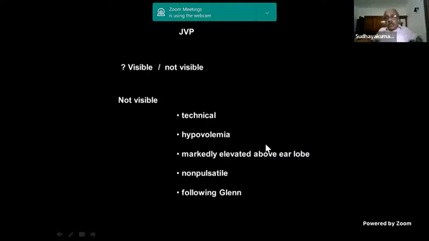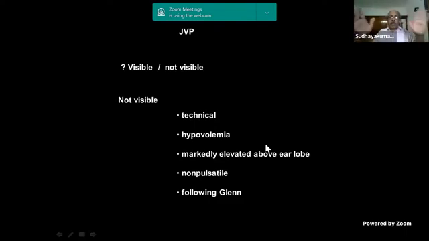Now, the first question in JVP: is it visible or not visible? If it is not visible, you don't know how to examine the JVP. I have been training students, even now I am training students at the bedside. Many people are not looking, forget about them. Consultants are also not looking because now you go by indirect methods, but in examination it is very important. If it is not visible, you have not examined properly.